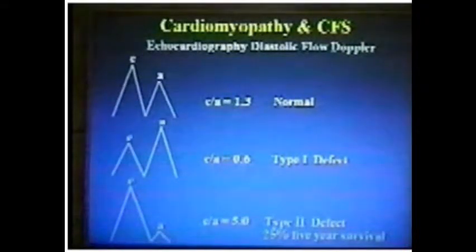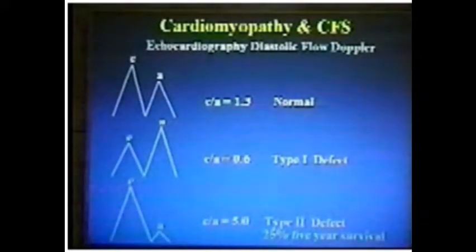E wave is lost, no energy, no relaxation or poor relaxation, poor movement, and the velocity drops, and you try to compensate for that by squeezing harder on the atrium, which gives you a bigger atrial, reversing the ratio. Type 2, 20% 5-year survival rate.